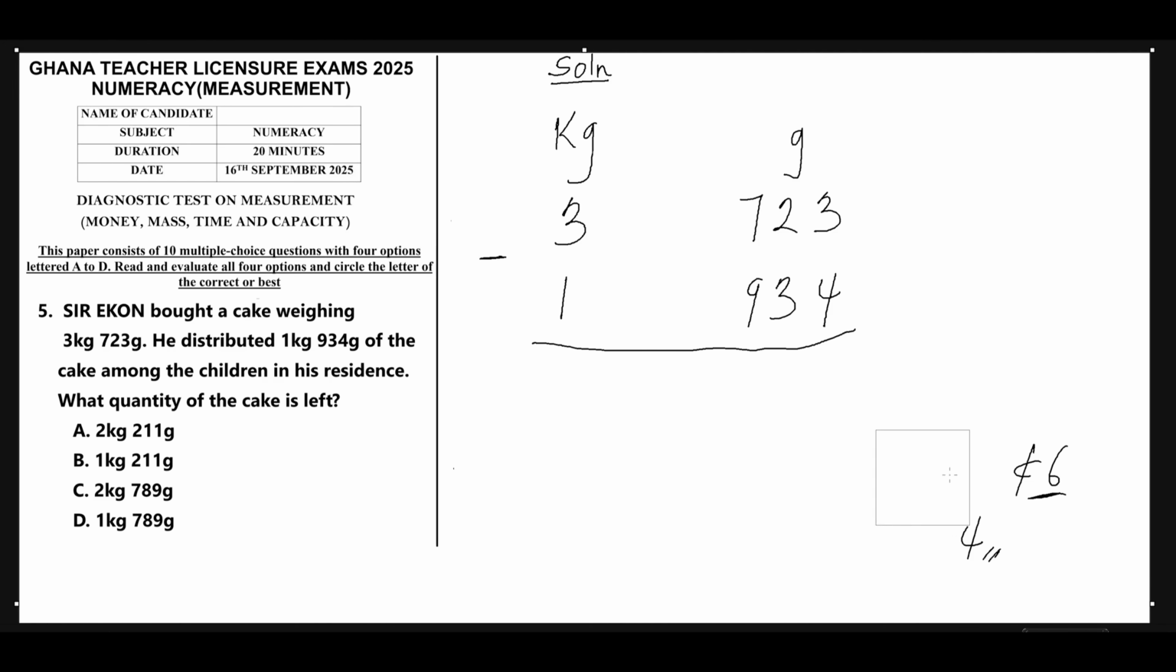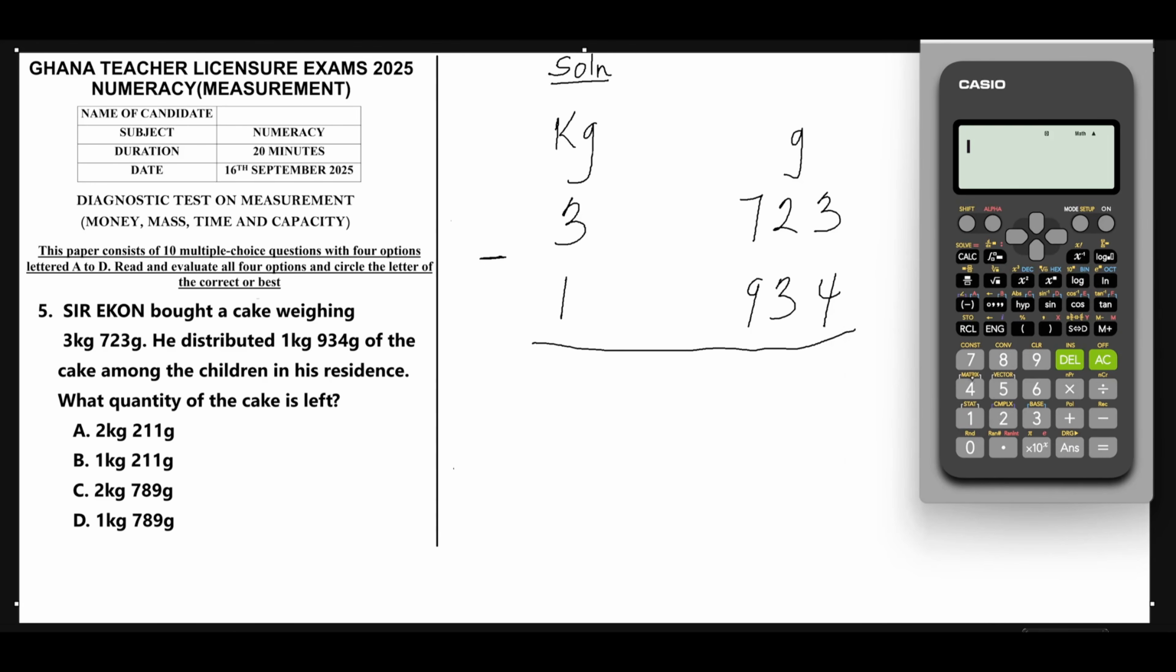Now, let's begin with the grams column. 723 minus 934. So we have negative 211. But we cannot get negative at this level. So we need to do something different.